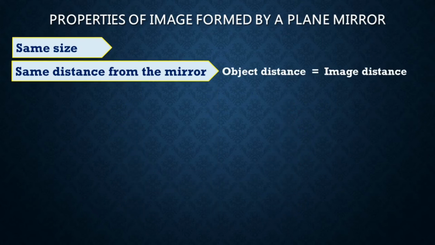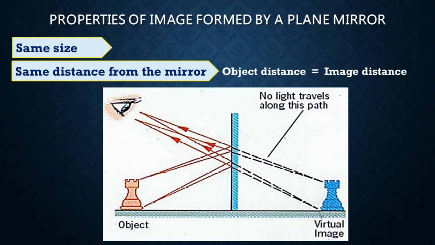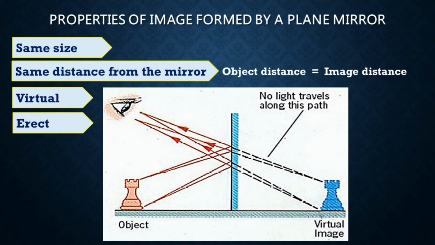Now you try to keep a screen beside you and try to obtain your image on the screen. You can understand that your image can be seen on the mirror but not on the screen. Such images are called virtual images. Image formed in a plane mirror is virtual. It cannot be received on a screen. Also, the image formed by the plane mirror is erect. It is the same side up as the object.